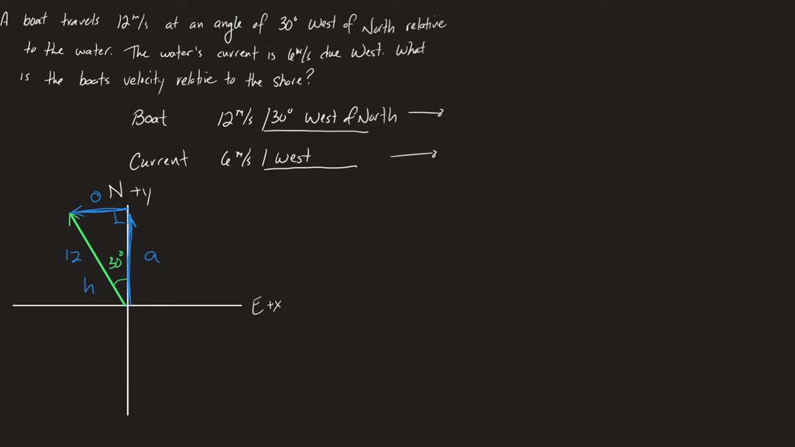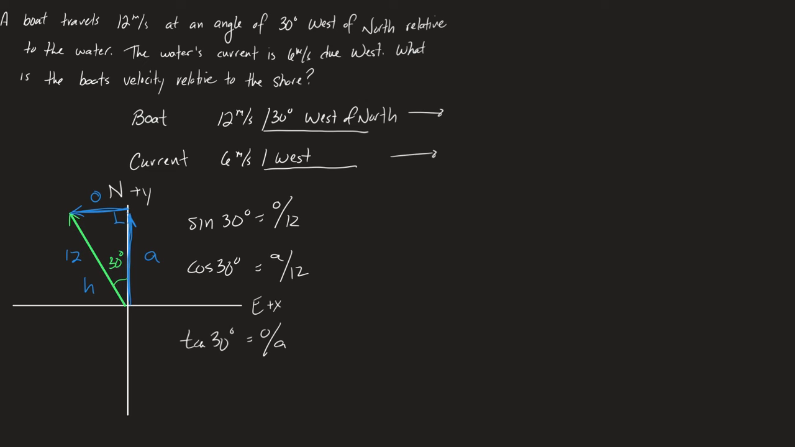Now I need to figure out the size of each component. But I noticed by just looking at this that my adjacent component is going to lie in the y direction and my opposite component is going to lie along the x direction. I'm going to tuck that away for a few minutes. And note that the best way to solve this is by using my trig. Sine of 30 degrees is opposite over 12. Cosine 30 degrees is adjacent over 12. And tangent of 30 degrees is opposite over adjacent.